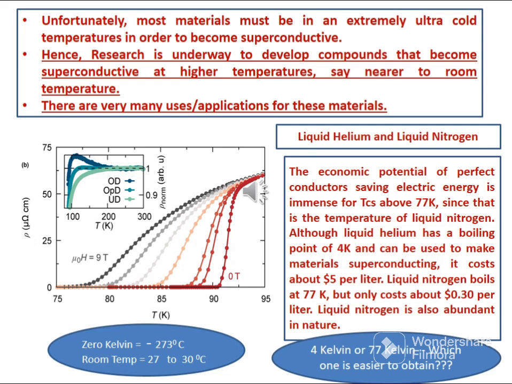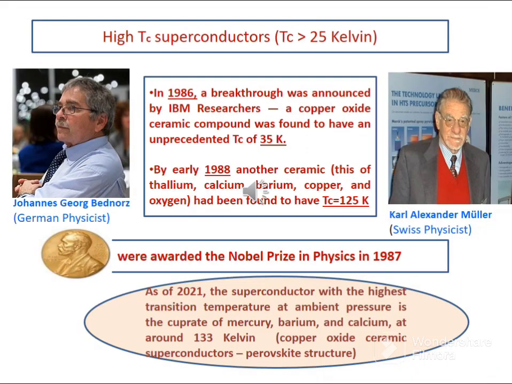Not only that, with liquid nitrogen, a major breakthrough has occurred in the discovery of superconductivity that leads to the high TC superconductors. Yes, in the year 1986, a breakthrough was announced by IBM researchers Johannes Georg Bednorz and Muller: a copper oxide ceramic superconductor found to have a TC of 35 Kelvin, a temperature so high that it had not been reported previously. And by early 1988, another ceramic, a thallium, calcium, barium, copper oxide superconductor, was found to have a transition temperature of 125 Kelvin.